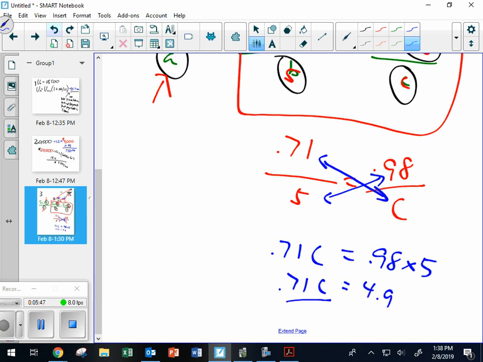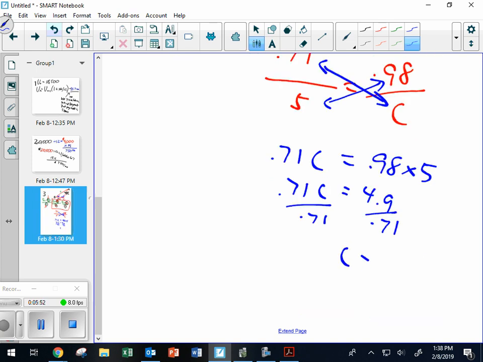Dividing both sides by 0.71. And I get... I screwed up. I'm going to try it one more time. 4.9. I said 49. 4.9 divided by 0.71. There we go. 6.9. About 7. Raise your hand if you got the same thing as I did.